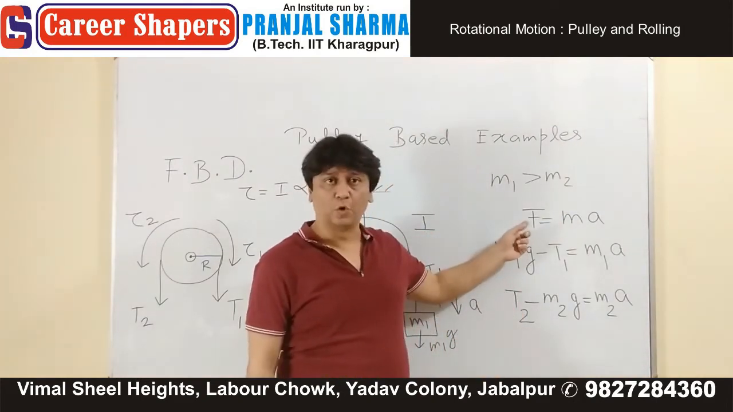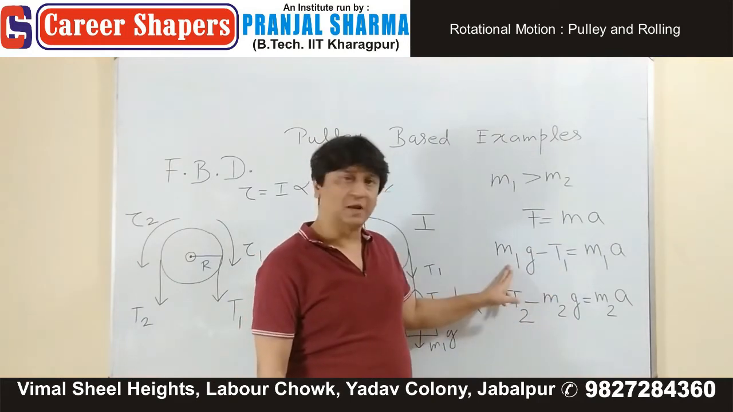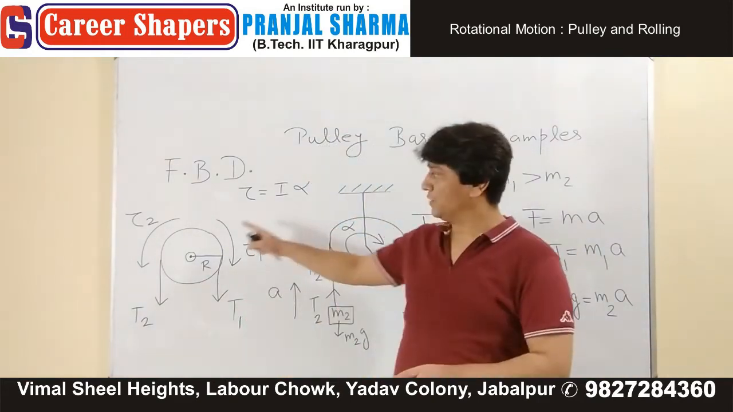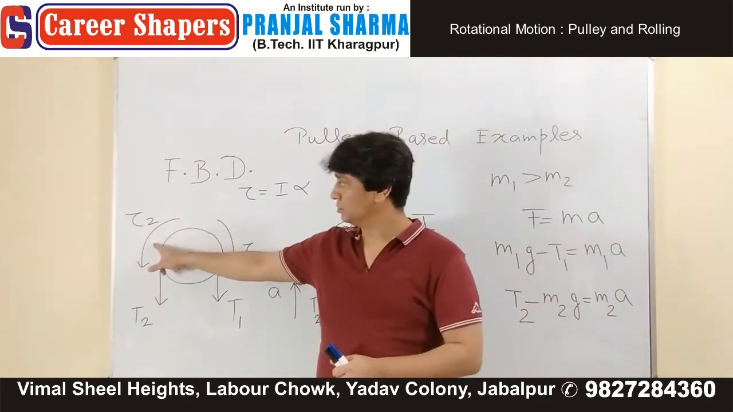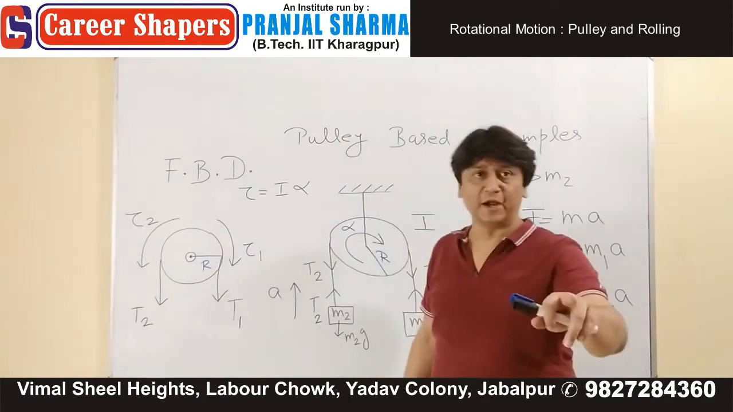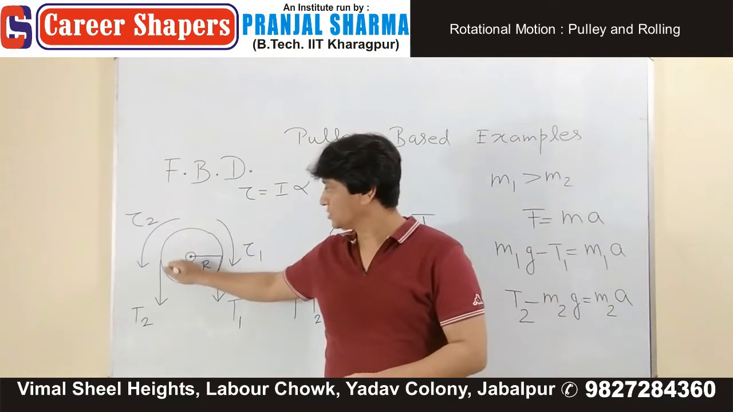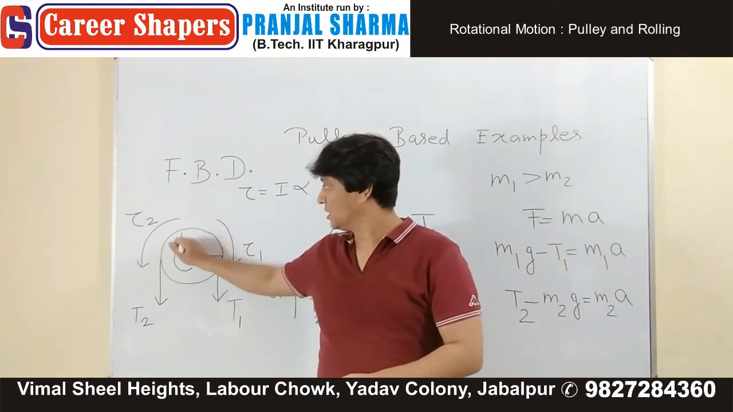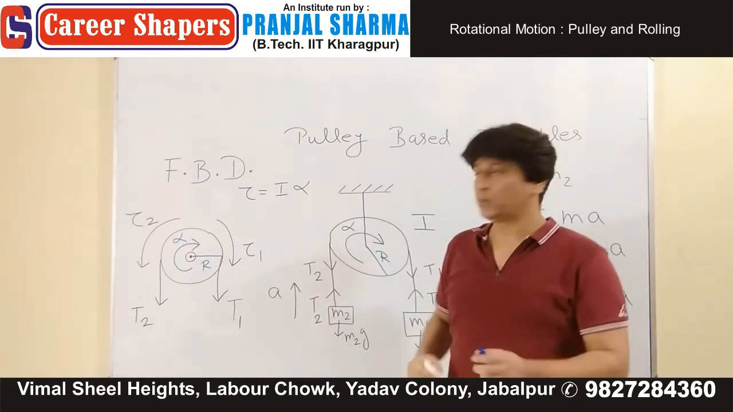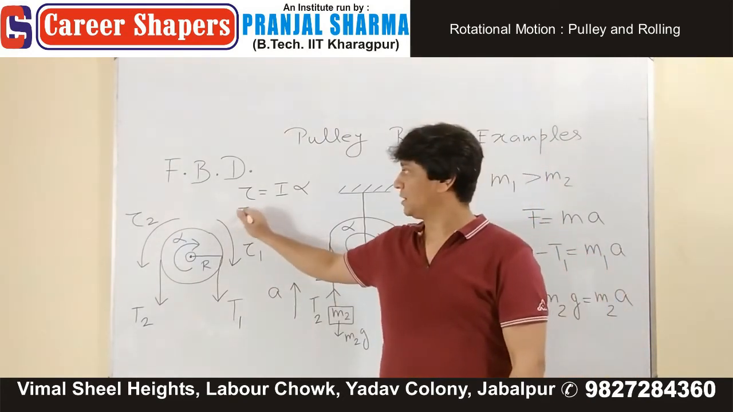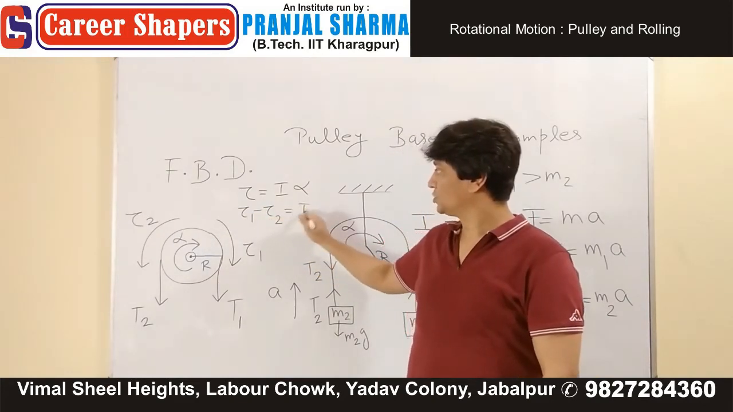What is F? Total force. How do you find total force? You subtract the smaller force from the larger force. That's what we'll do in this figure also. There are two torques, tau 1 and tau 2. लेकिन कौन सा डोमिनेटिंग है? आपको पता है कि ये पुली कहाँ रोटेट कर रही है? This pulley is rotating like this. And therefore, which one is dominating? So what is net torque? You will write tau 1 minus tau 2 equals I alpha.